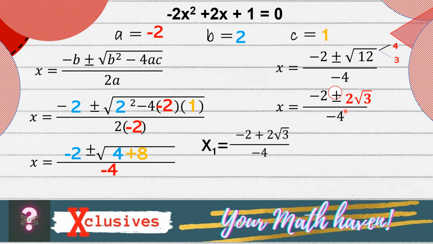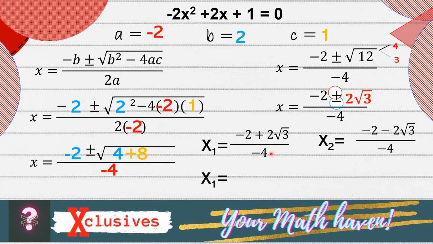So our first root is the positive value of our root, that is negative 2 plus 2 square root of 3 all over negative 4. And our second root is the negative value, that is negative 2 minus 2 square root of 3 all over negative 4. We can still simplify these two roots.